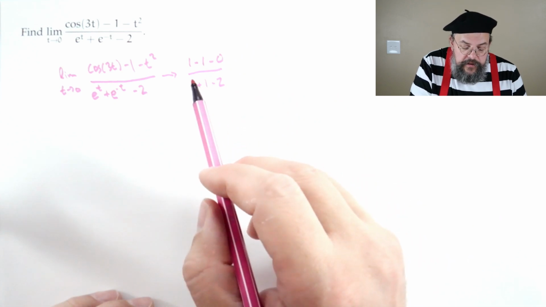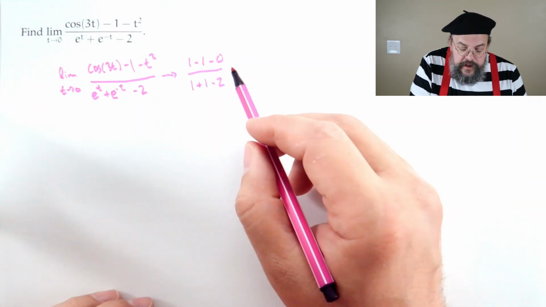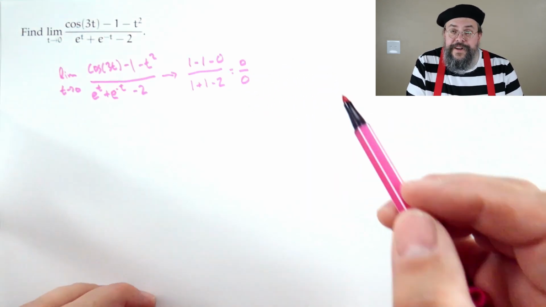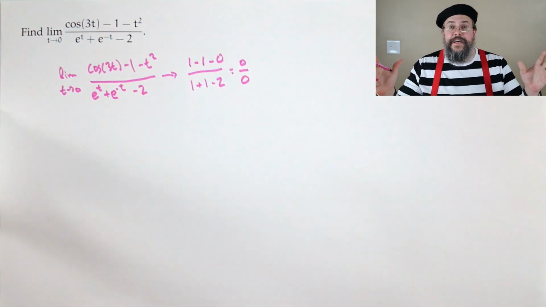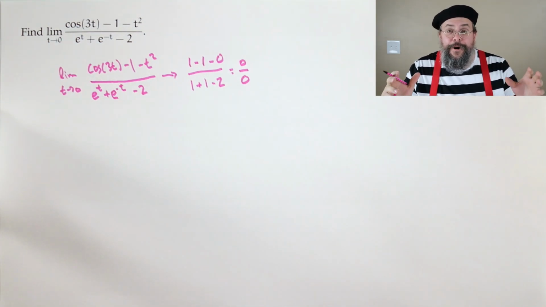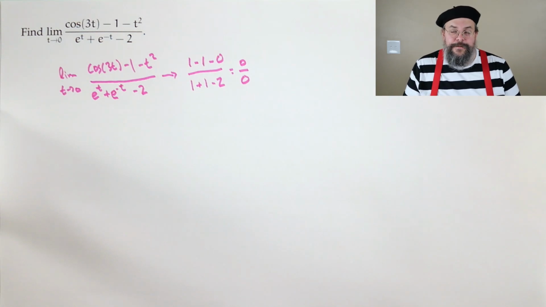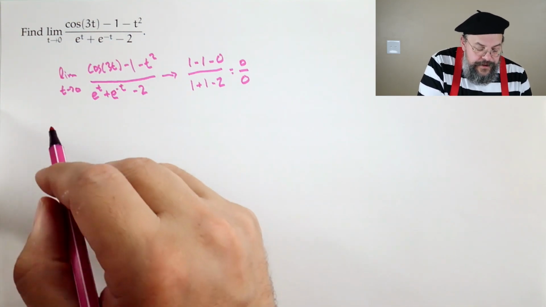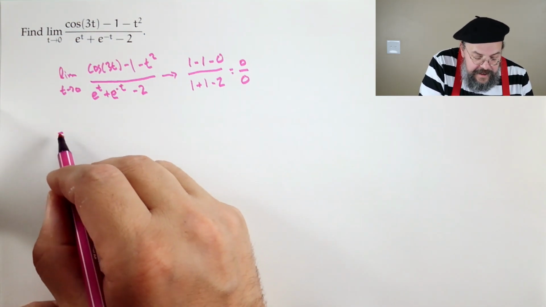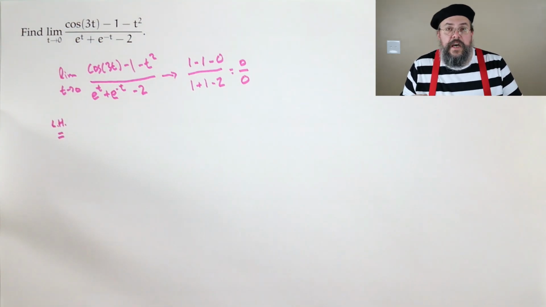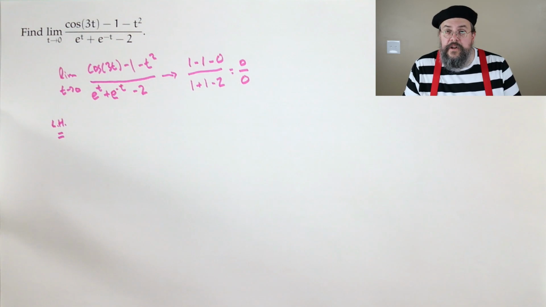All right, so what do we have? Well, 1 minus 1 minus 0 is 0. 1 plus 1 minus 2 is also 0. 0 over 0, indeterminate, which means more work, more work. In particular, in this case, it means let's apply l'hôpital. Let's see what we get. So, doing l'hôpital, again, you should mark what you're doing. I like to do it with a little LH, but you can say apply l'hôpital, whatever you need to do.